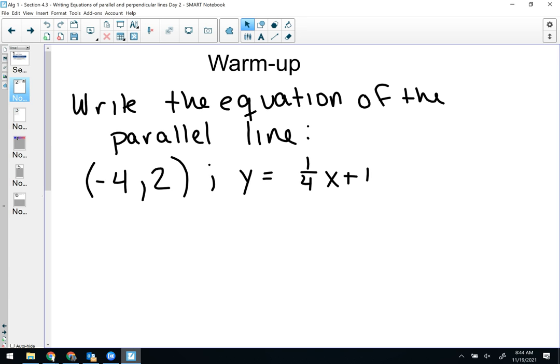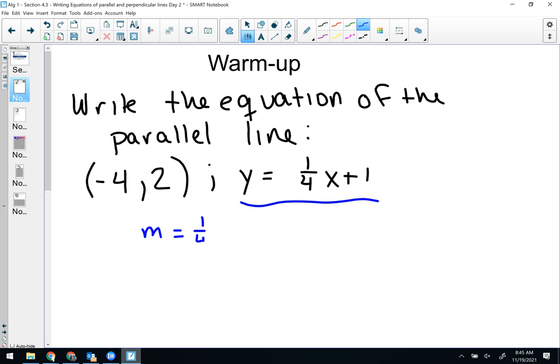This is video going over section 4.3, day 2, writing equations of parallel and perpendicular lines. Now, take a look at this problem here. Write the equation of the parallel line. Now, if it's a parallel line, what do you know about the slopes of any parallel line? They're the same. Same slopes. Do I care about the y-intercepts? No. So if I say I want a parallel line through this, then what's the slope of my new line? 1/4. So that means I've got a slope of 1/4 through -4, comma 2.